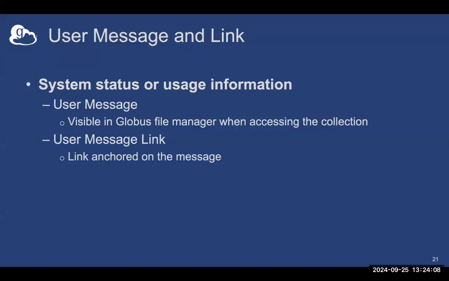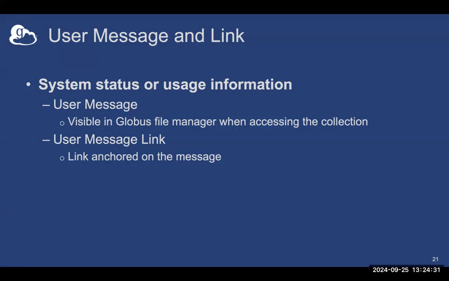The user message and link are bits of information that are visible when you visit the web browser or the file browser in the Globus app. It'll show up right under the path, and it's just a short message. And if you set a link and click on that message, it'll take you to that link.